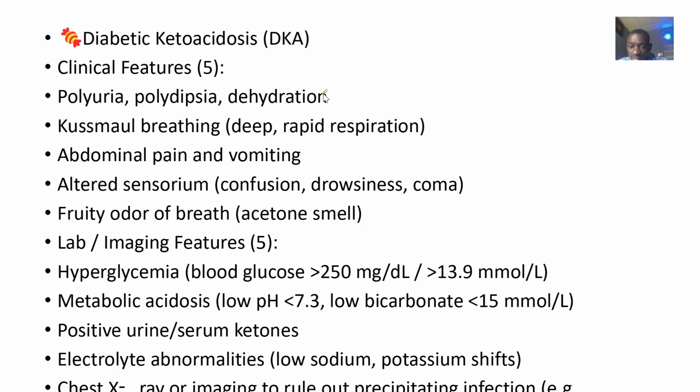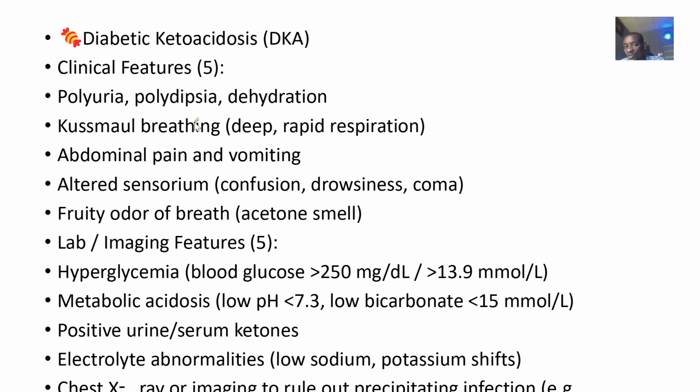So moving to the next disease condition, which is diabetic ketoacidosis. Clinical features is polyuria. So you are passing out so much urine. Now, because you are passing out so much urine, you are getting dehydrated. So you want to now be taking so much water. So polyuria and polydipsia and dehydration are the first features of diabetic ketoacidosis, if you are ever asked.